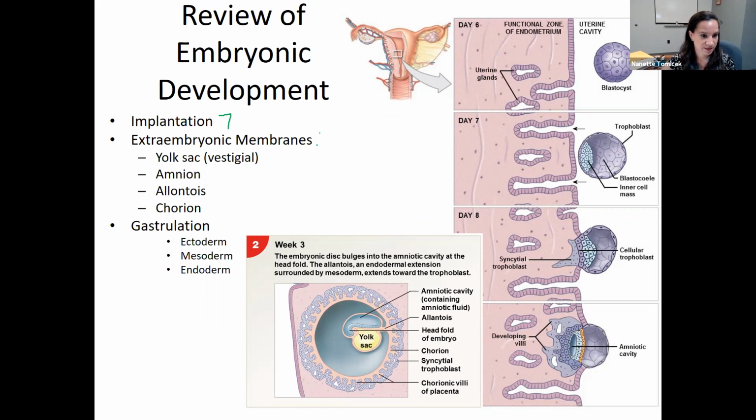Okay, and then we're going to get these extra membranes starting to form around day 10. And these guys are going to take a couple weeks to form, as is gastrulation, which happens around day 14, or we'll call it 15. Okay, and that's going to happen as well. Okay, so those extraembryonic membranes, they're starting to form as that hollow ball of cells kind of moves around, and we're creating these different layers.